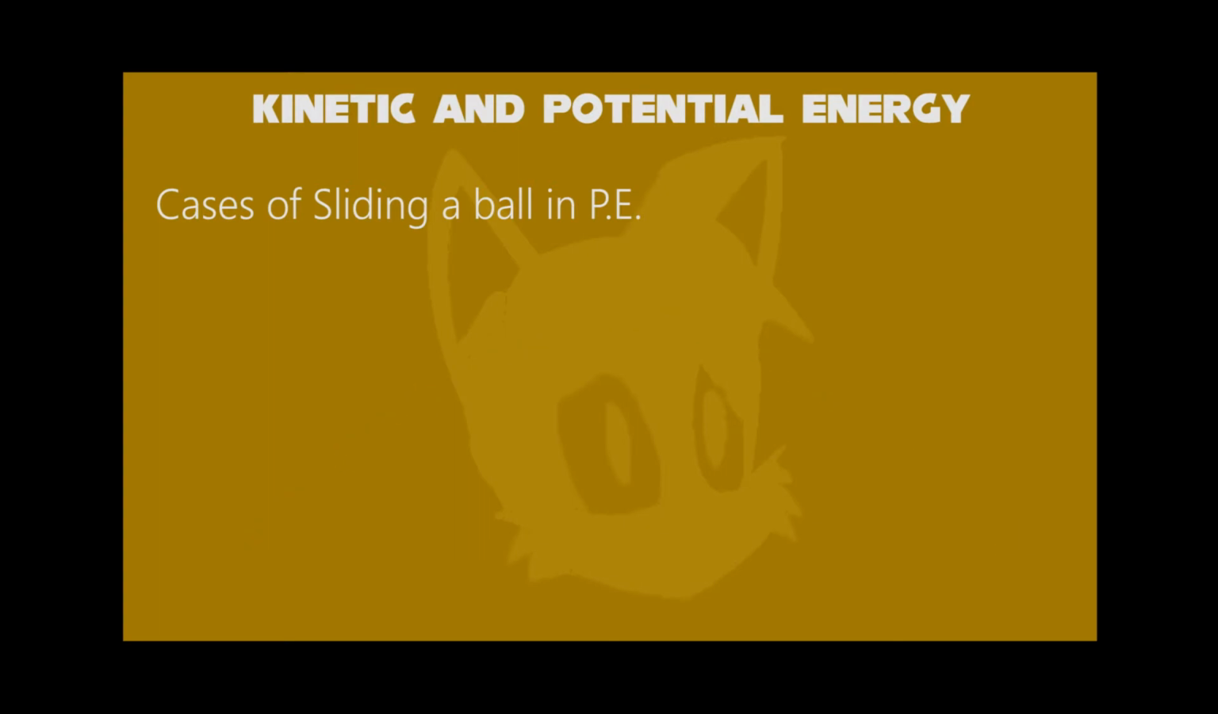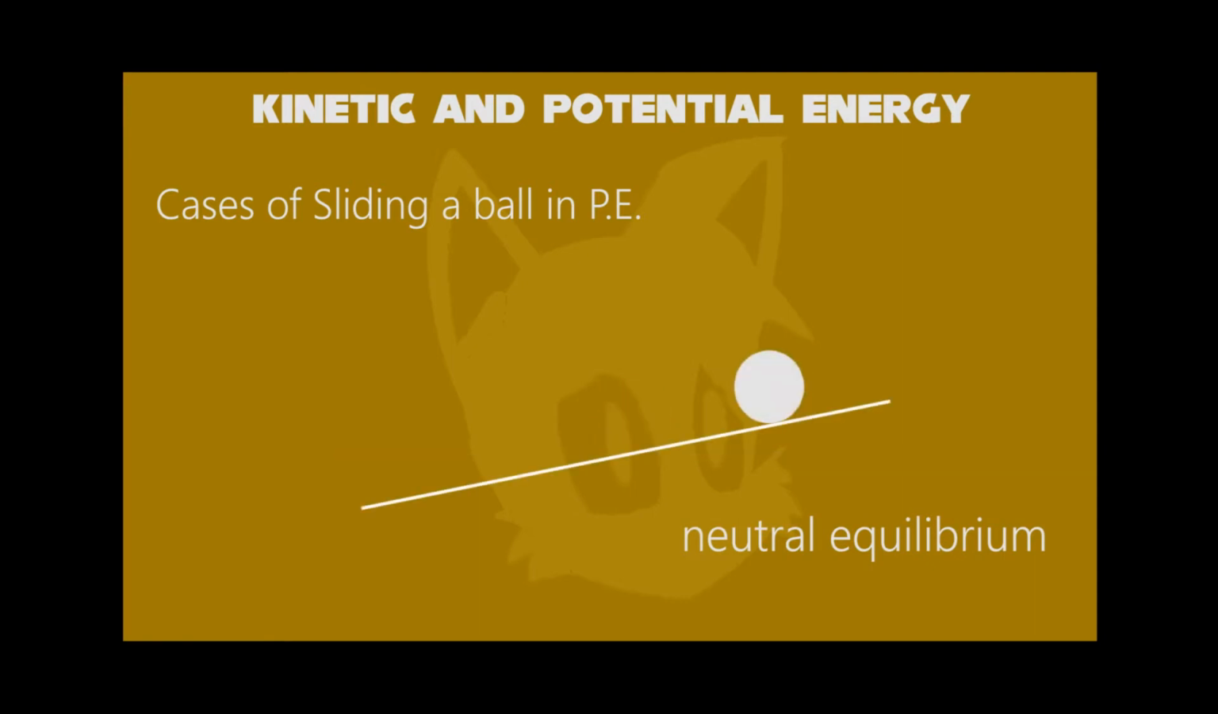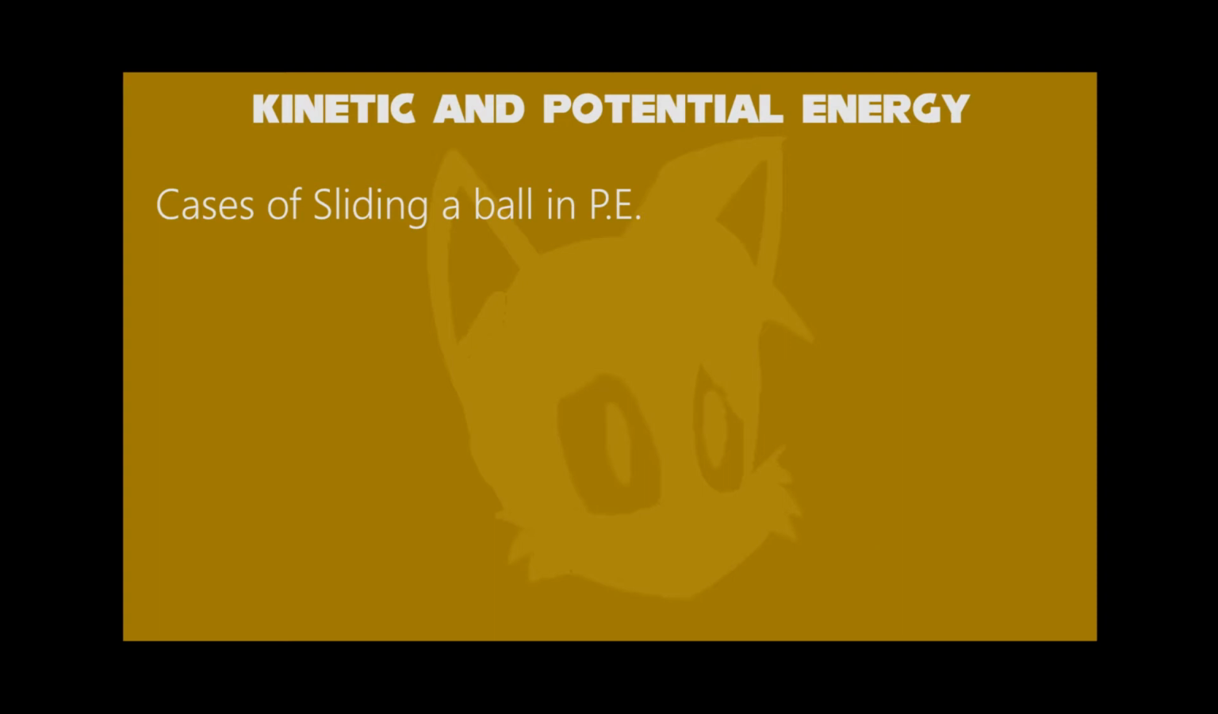The second case: if the ball is placed on a straight line, the ball will remain stationary or in motion. If the line is slanted, it will slide against the gravity. Its state is neutral equilibrium.